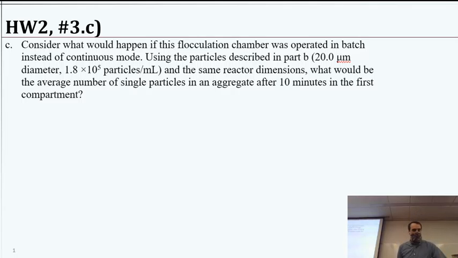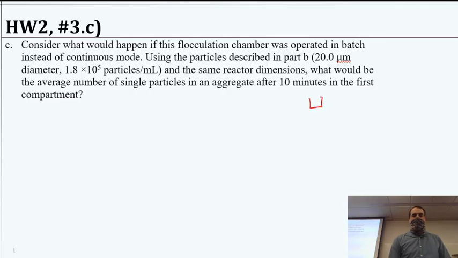Okay, so last time we left off, we were talking about homework two, problem number three. We got through part B. I went ahead and uploaded the solutions for you. But just as a reminder, part B was a system of flocculation chambers. Part A was just determining, given the different power inputs, what the mixing intensity was for each of them. Part B then said, okay, given these conditions, how many particles are we expecting to be coming out of the first chamber?